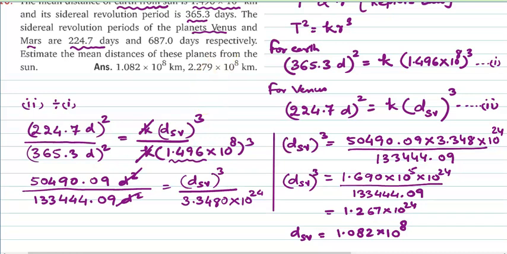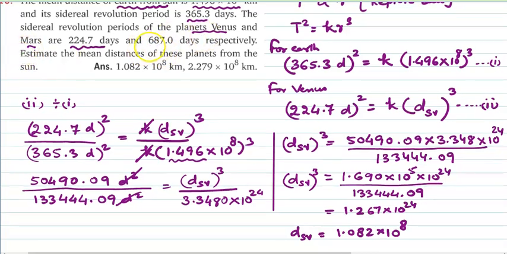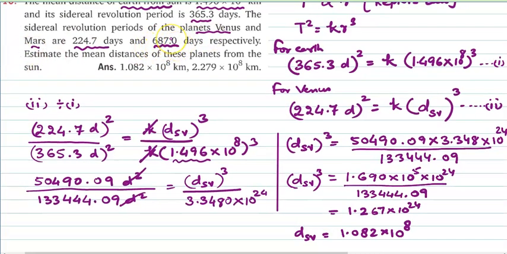Now similarly, what you need to do is go ahead with planet Mars. For Mars, the period has been given as 687.0. So I'm leaving the second part as homework for you. Have you understood the methodology to be applied here?